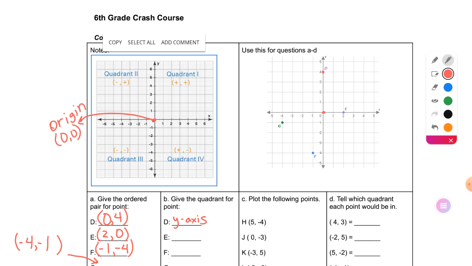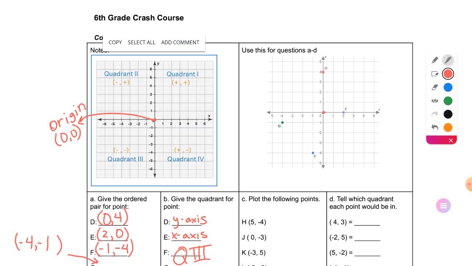What about point E? Maya? It's on the x-axis. What about point F and G? Emma? Quadrant 3. And we can just put a big Q. And usually they're with Roman numerals. You could put a 3 next to it also.